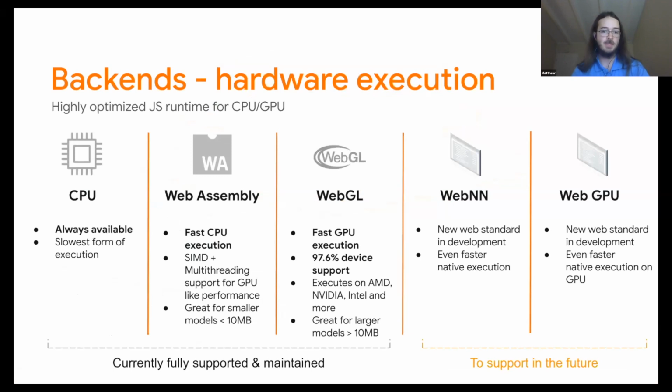Now, you also have WebAssembly, and this is CPU execution, but faster. It has support for single instruction, multiple data, and in some cases, you can also get multi-threading working. Smaller models can run extremely fast on the CPU, so this can be very good for those cases. Sometimes it can take a long time to copy textures to and from the GPU. And in some cases, this can even match GPU performance.